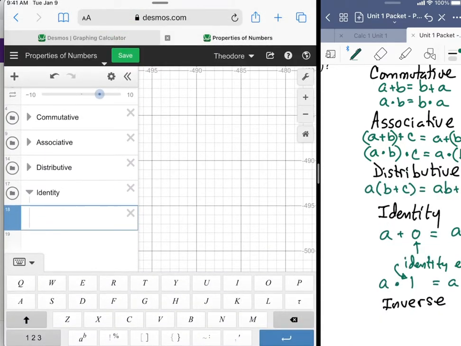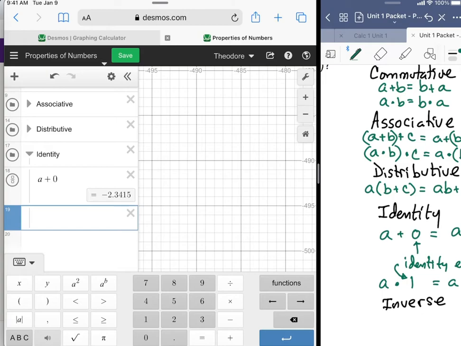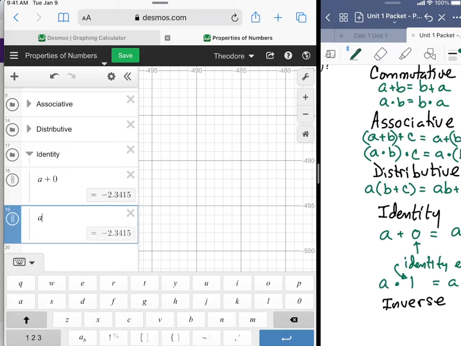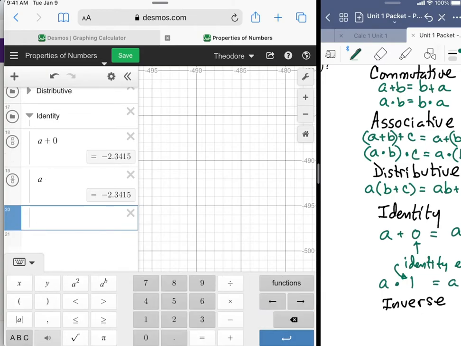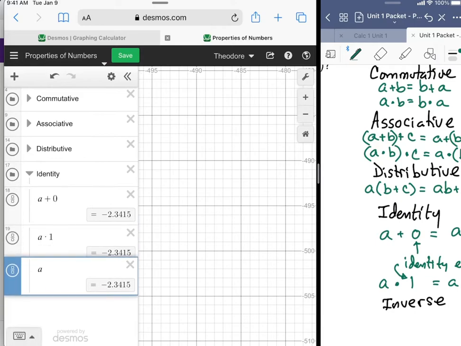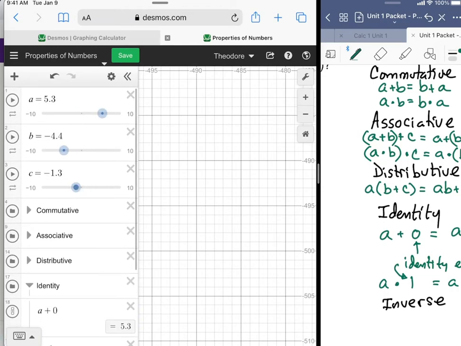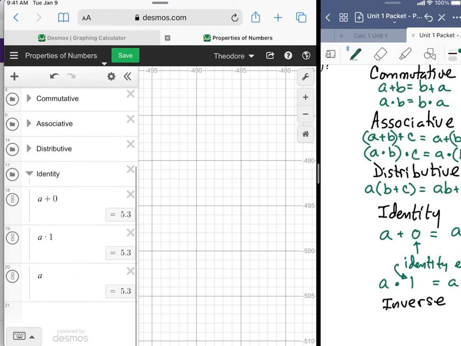All right, so we had A plus 0 is equal to A. And A times 1, also equal to A. In both cases, they would give you a result of A. No matter where I put my slider, still going to give the same results. So I'll just kind of move them around a little bit. Same results across the board. All right.